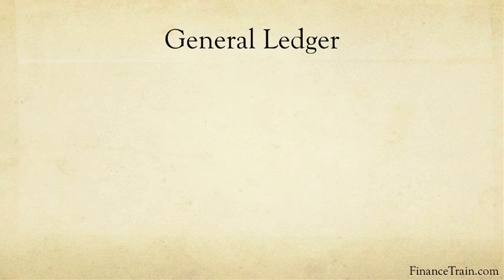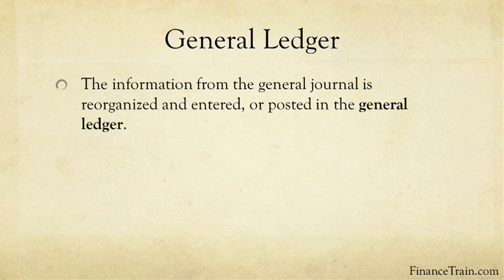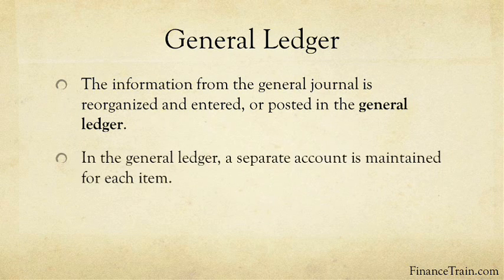Once a transaction is entered into the General Journal, the accounting process does not end there. The information from the General Journal is reorganized and entered or posted in the General Ledger. In the General Ledger, a separate account is maintained for each item. For example, there will be a separate account for rent, electricity, office supplies, customers, and so on.